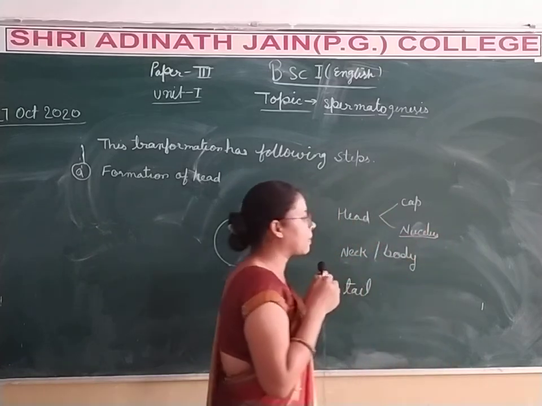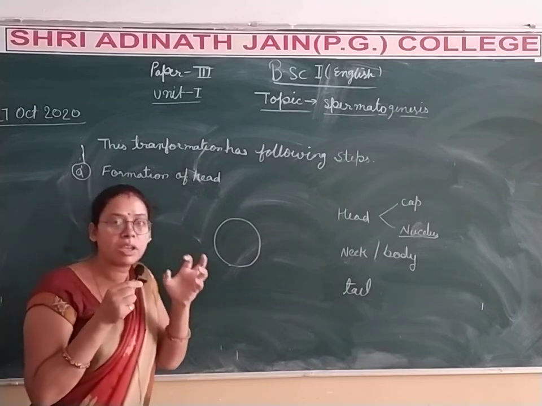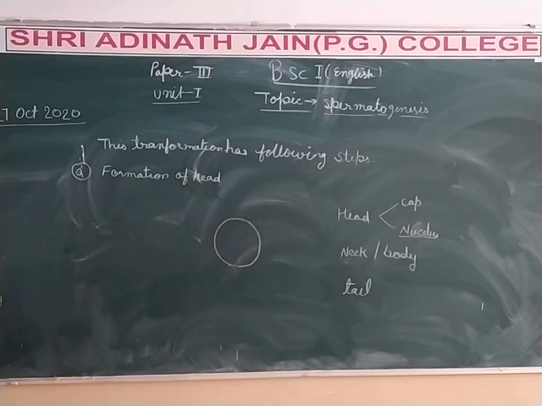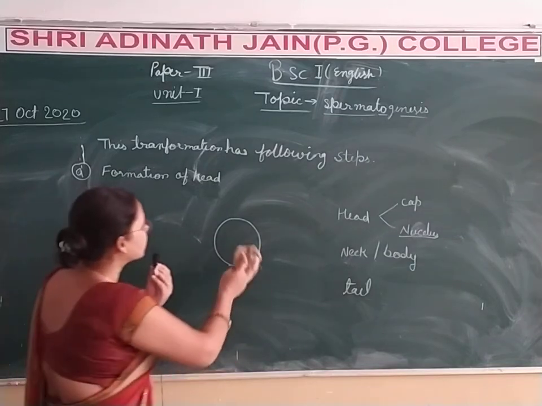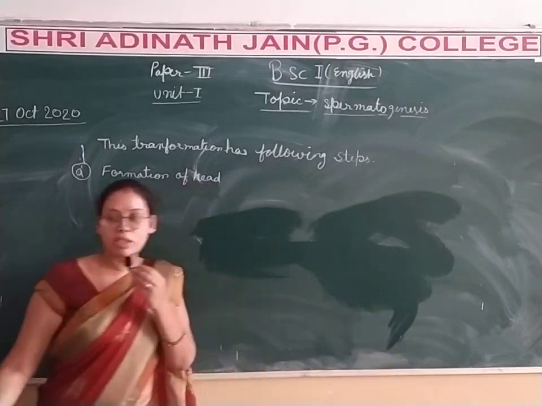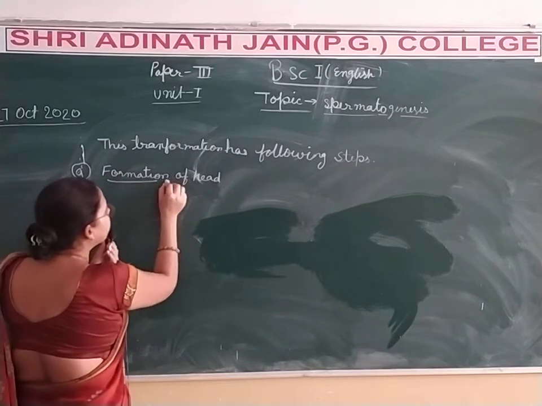There is a cap, and the second one is a nucleus. It means the head has two things. Two things form what? The sperm. Now, first of all, if we are talking about the head of a sperm, the head is formed from what?